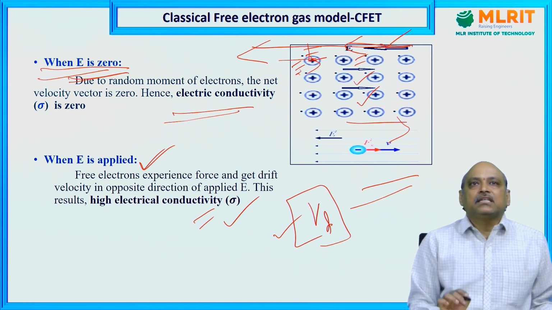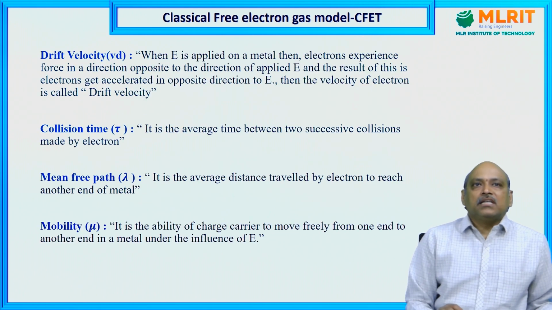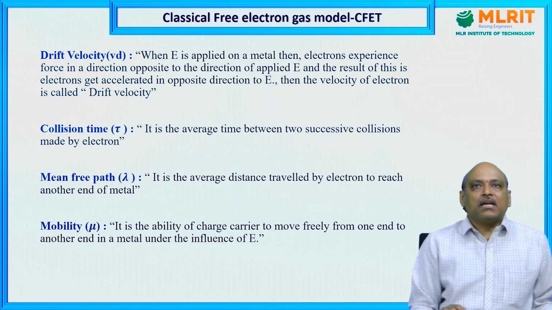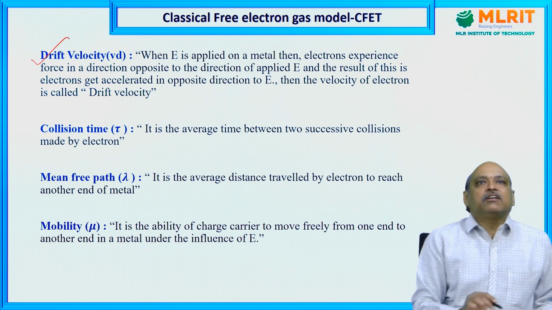Like this, these two scientists proposed or assumed these ideas about the electrical conductivity of metal. Now, here is some important terminology that you must know when we are discussing the free electron gas model. The first one is, what is drift velocity?